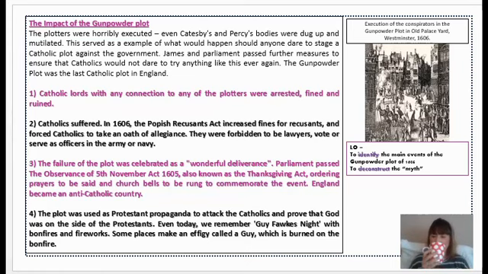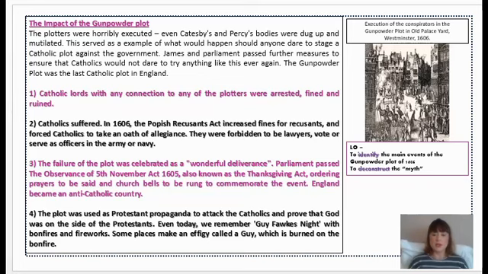Okay, so England became an anti-Catholic country, like really seeking out Catholics and punishing them in some way. Number four, the plot was used as Protestant propaganda. That means it was used as a form of advert to attack Catholics and prove that God was on the side of the Protestants. Even today, we remember Guy Fawkes Night with bonfires and fireworks. Some places make an effigy. That just means kind of like a copy or a model of Guy Fawkes, and they burn it on the bonfire.